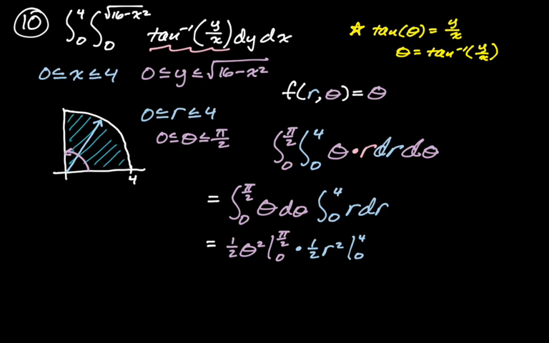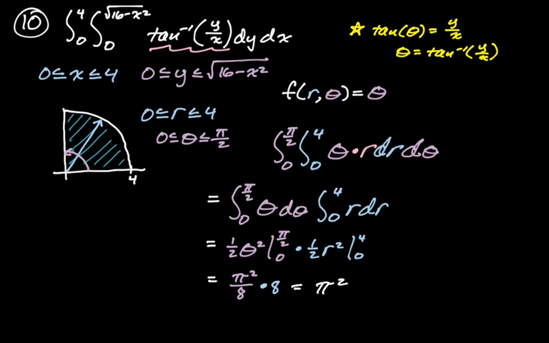So when you plug in pi over 2, you get pi squared over 4, so that'll be pi squared over 8. And then when you plug in 4, you get 16 over 2, which is 8. So the answer here is just pi squared, which is kind of neat. Let's look at the next one.